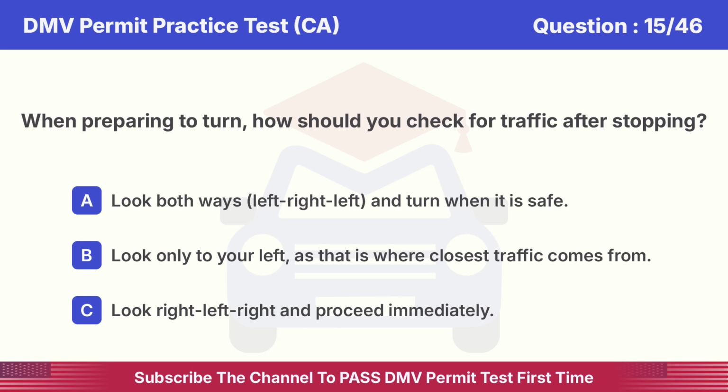Question 15. When preparing to turn, how should you check for traffic after stopping? Option A. Look both ways, left, right, left, and turn when it is safe. B. Look only to your left, as that is where closest traffic comes from. C. Look right, left, right, and proceed immediately.